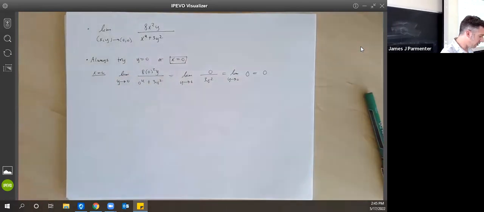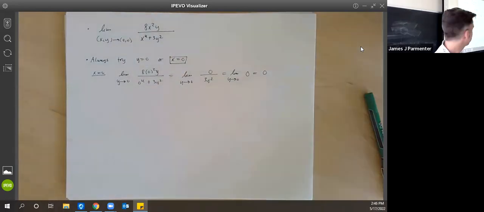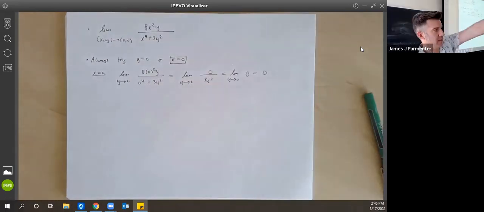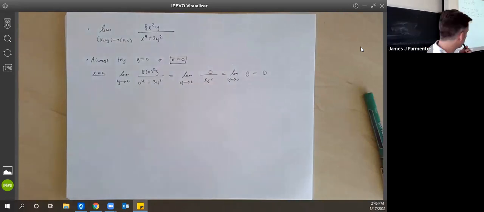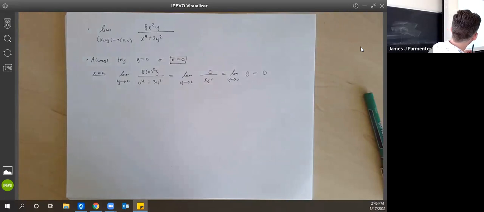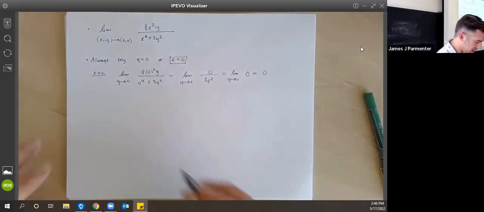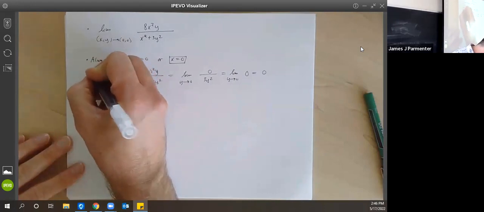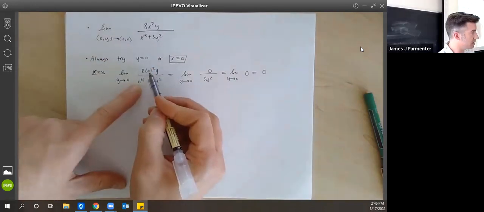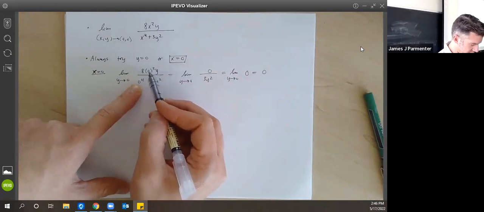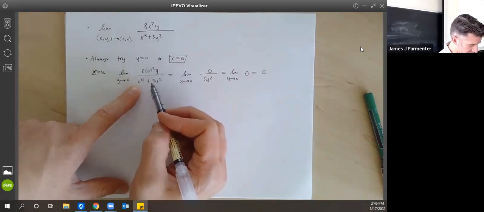Okay, so now we need to pick another path that will hopefully get us a different value. Question? Oh, wait, she had a question first. Go ahead. No, so this one. I said you could pick x equal to 0 or y equal to 0, and I decided to pick x equal to 0. So for each x, I plugged in 0. Right, so I have 8 times 0 squared times y over 0 to the 4th plus 3y squared.